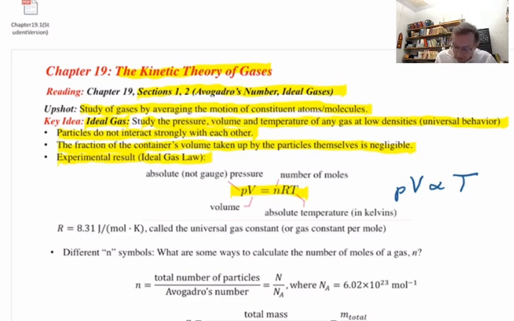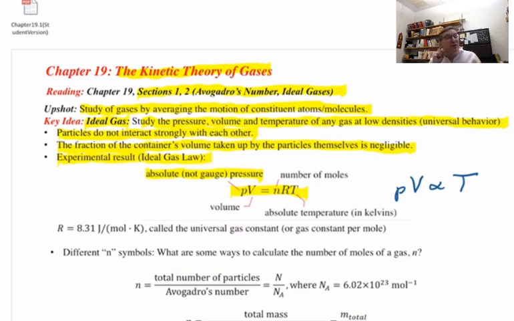First, the pressure term, the P on the left. Let me first emphasize it's the absolute pressure of the gas, the actual pressure from the force per unit area of the molecules bouncing off the walls. It's not what's called gauge pressure. And what is gauge pressure? Gauge pressure is basically an engineering term. Gauge pressure is the deviation of the pressure from atmospheric pressure.